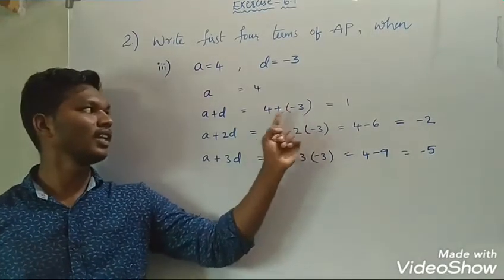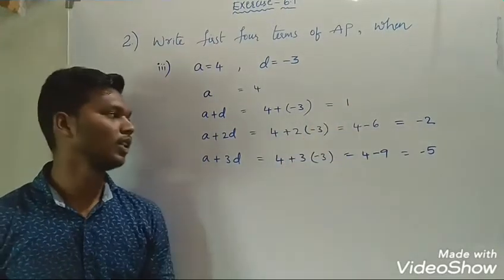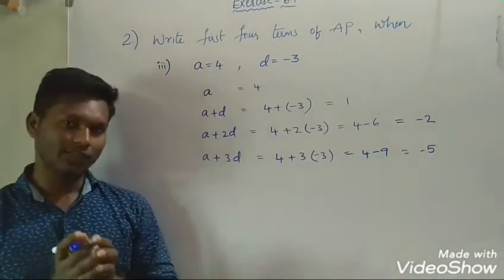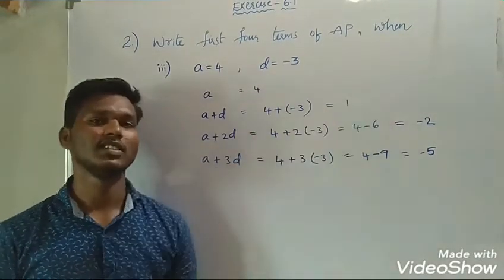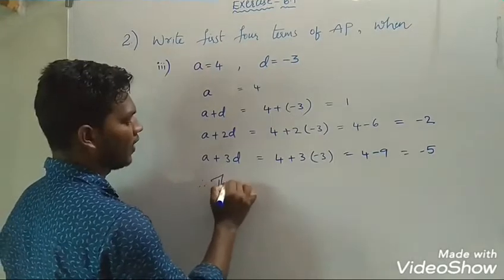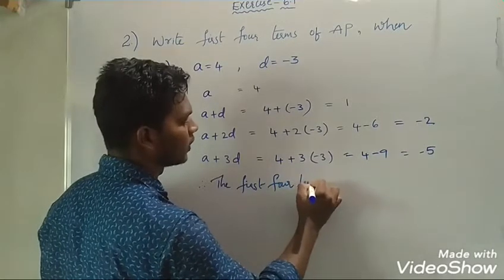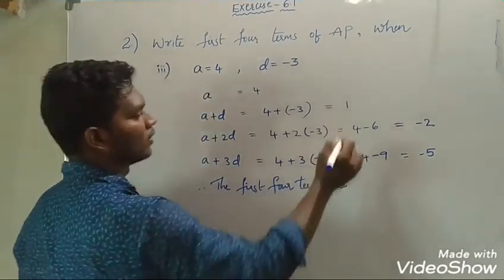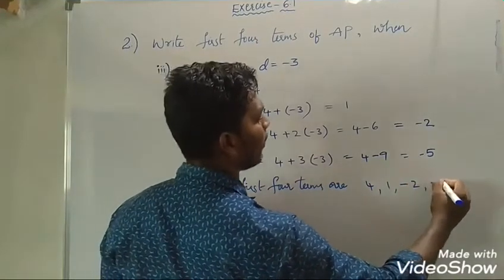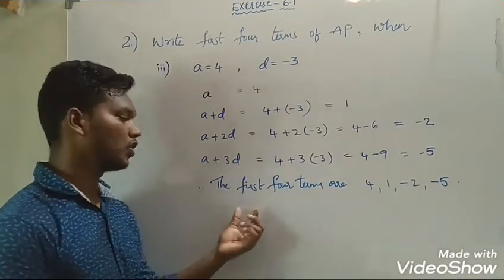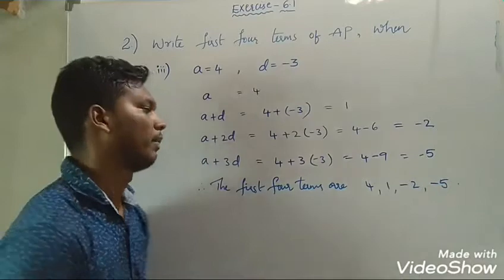See friends, here 4 and 3. 4 is the bigger number. Before 4 what we have is plus, so the final result will be plus. So always remember, whatever sign is in front of the bigger number, the final result will be the same sign. So therefore the first four terms are 4 comma 1 comma minus 2 comma minus 5. Okay, hope you understood.